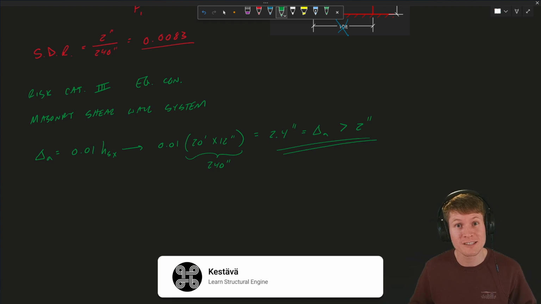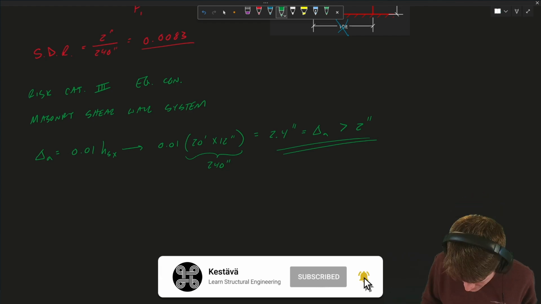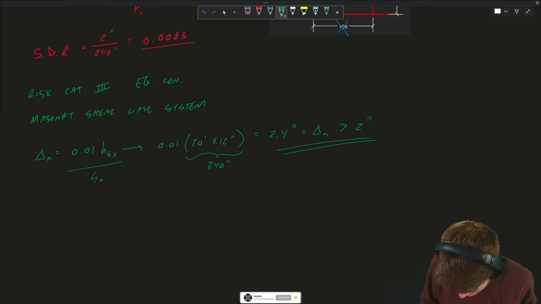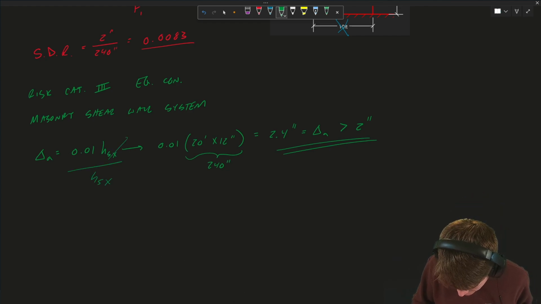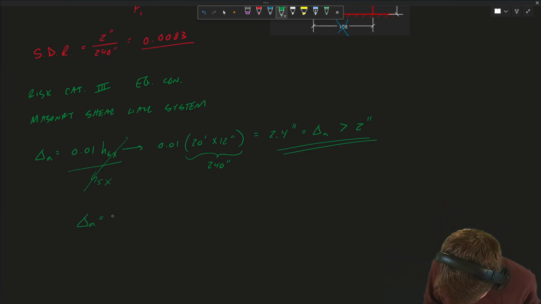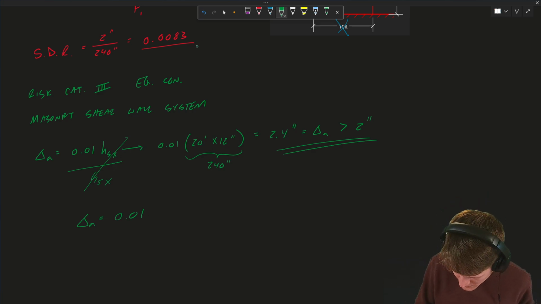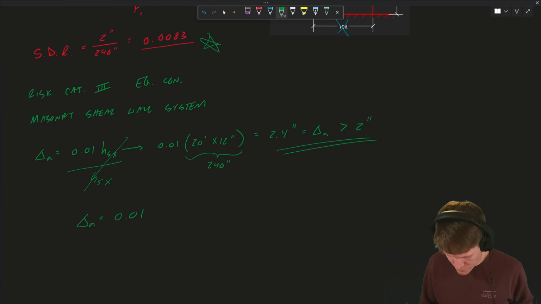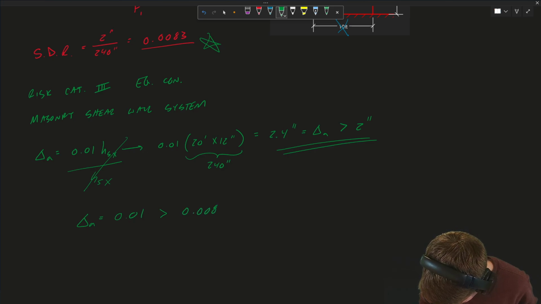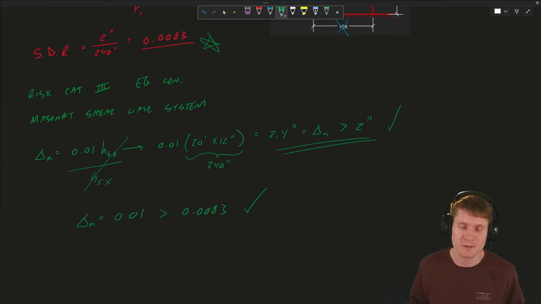Another way we can look at it is comparing ratios. Let's do that now. You simply divide out H sub Sx from the equation for allowable drift. That just gets you allowable drift equal to 0.01. And you can compare that to your structure drift ratio, which was 0.083. We know that the allowable ratio is greater than 0.083, so we also know our structure is compliant.